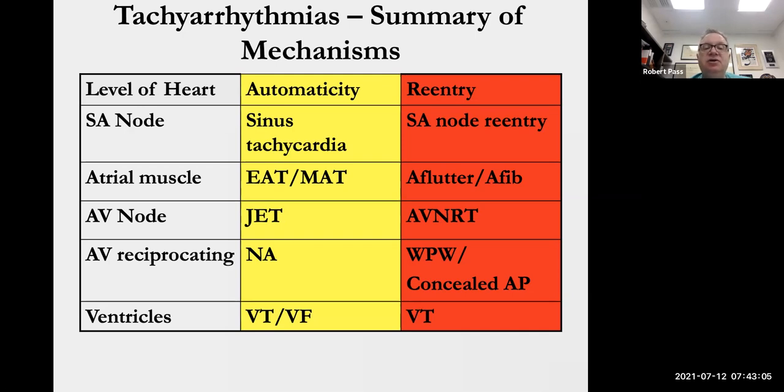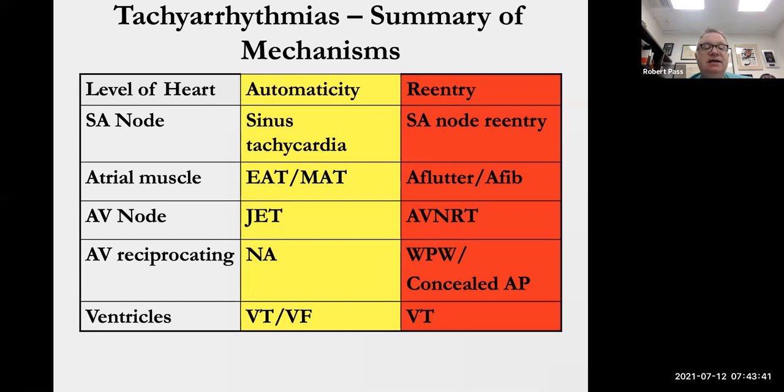At the level of the atrial muscle, when we're thinking about automatic arrhythmias, we're thinking mostly about ectopic atrial tachycardia, but also a multifocal atrial tach, or what is sometimes referred to as chaotic atrial rhythm. And when we're thinking about reentry, we're talking about atrial flutter or atrial fibrillation. At the level of the AV node, when we're considering automatic arrhythmias, we're thinking about a jet or junctional ectopic tachycardia. When we're thinking about reentrant arrhythmias, the only arrhythmia that's reentrant at the AV node is AVNRT.